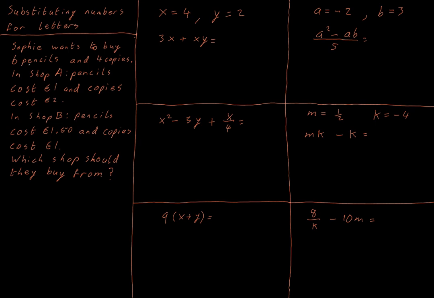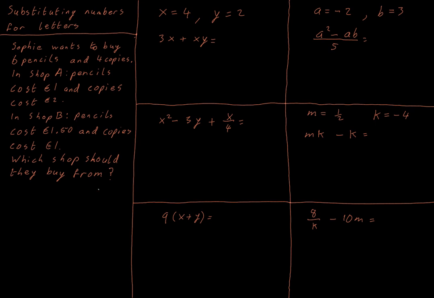Sophie wants to buy 6 pencils and 4 copybooks. And they go to several shops to compare the costs of buying this stuff in different shops. So in shop A, pencils cost €1 and copies cost €2. And in shop B, pencils cost €1.50 and copies cost €1. Which shop should they buy from?